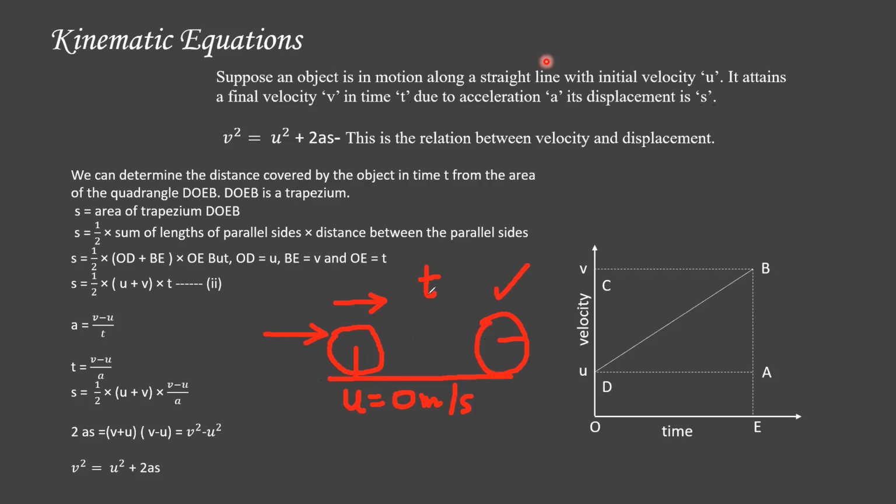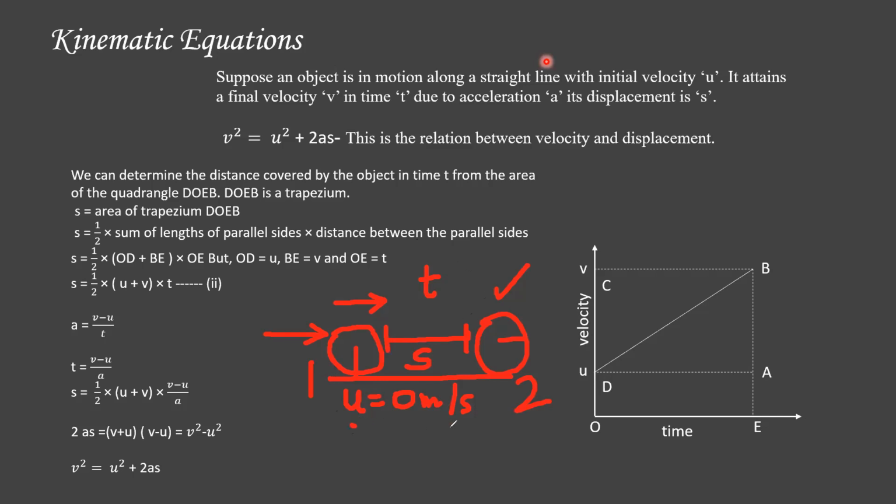The displacement is the distance it has covered from point 1. So let's say this is point 1, this is point 2. From point 1 to point 2, it has covered a distance s, displacement. It is in a straight line, so distance and displacement will be the same right now. It has taken time t and the increase in speed.